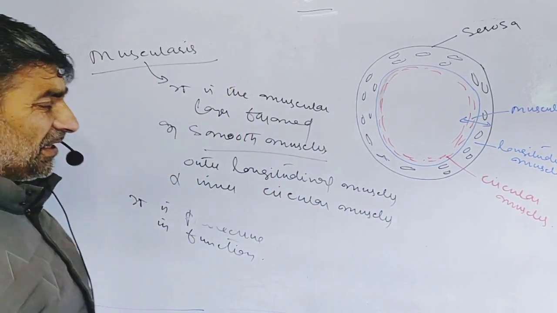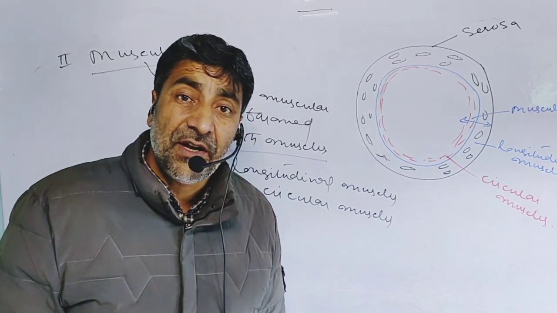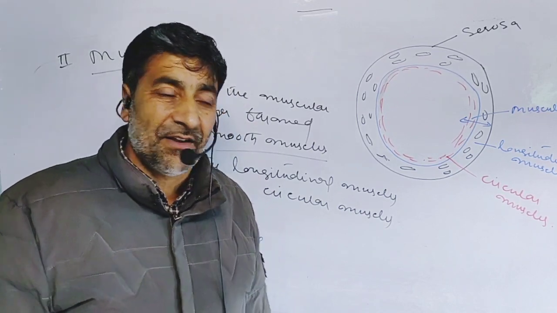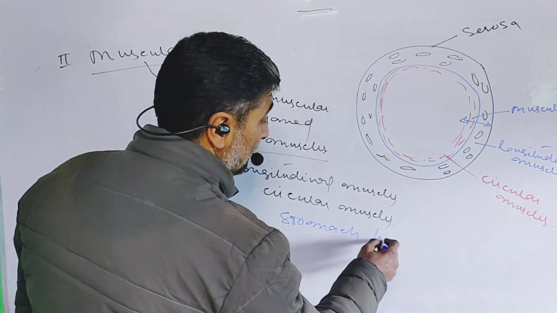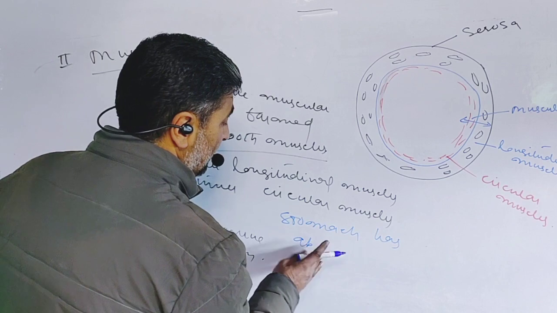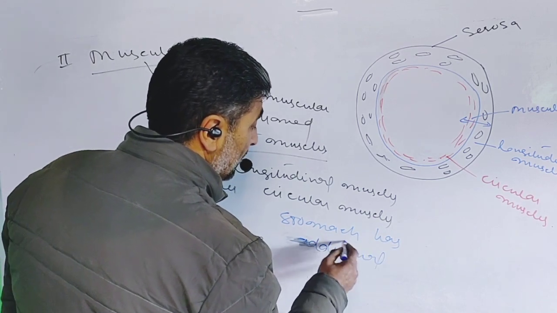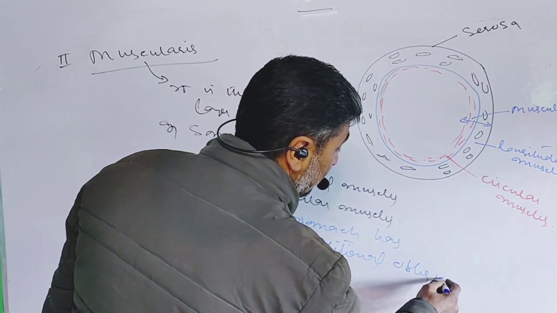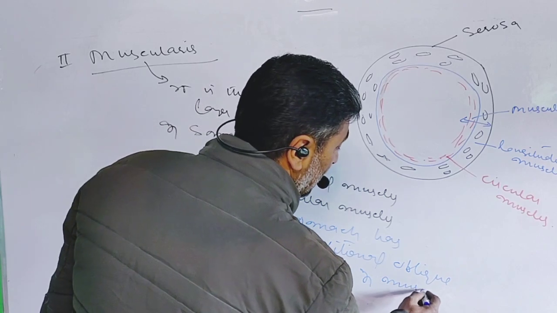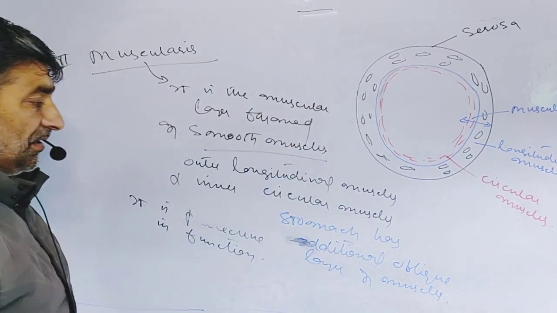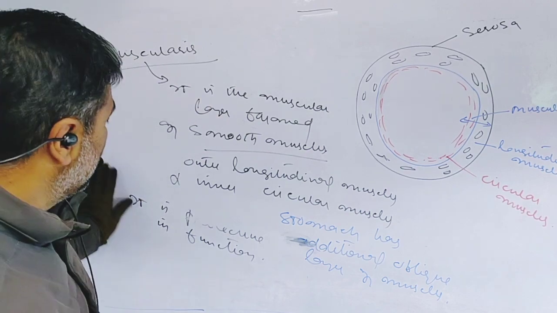Okay. Yes. But the stomach is also part of the digestive system. Stomach has an additional oblique layer of muscles. Try to understand. Stomach has additional oblique layer of muscles. Yes, smooth muscles.